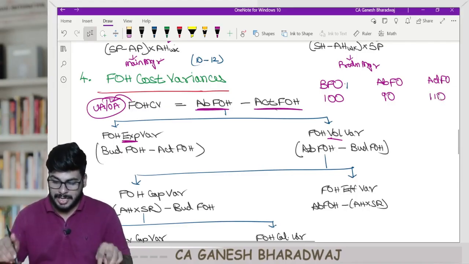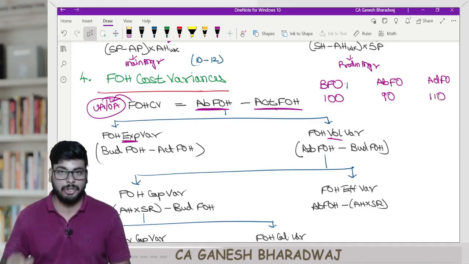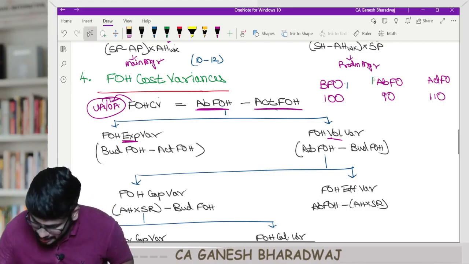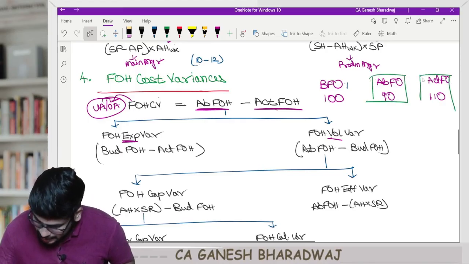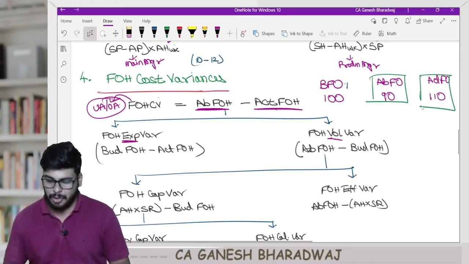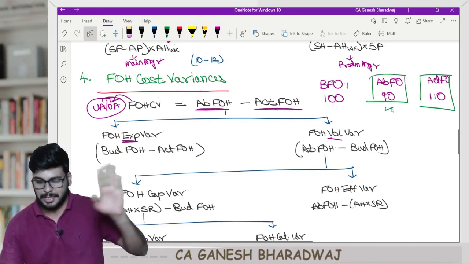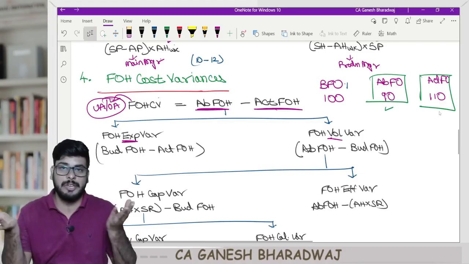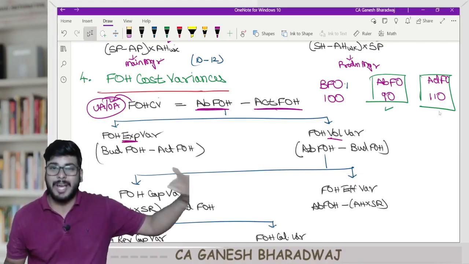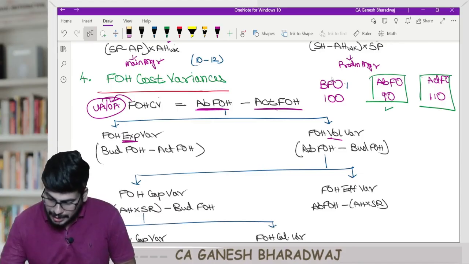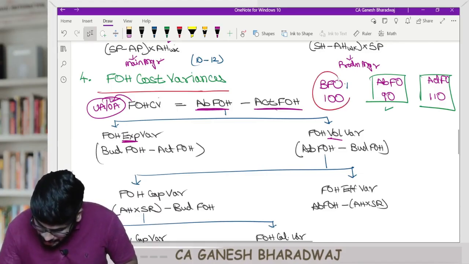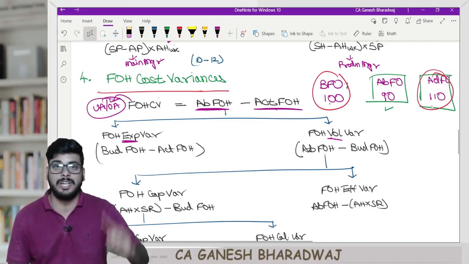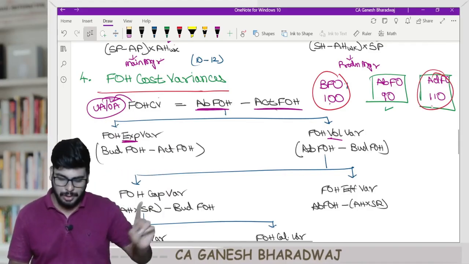Now this fixed overhead cost variance compares absorbed fixed overheads with actual fixed overheads. In this case, absorbed fixed overheads are 90 and actual fixed overheads are 110. So basically here it's going to be 20 adverse. Are you clear with this? Now expenditure variance compares what and what? My budgeted figure with my actual figure. It is 100 minus 110. You have incurred 10 rupees more. Are you clear with this?